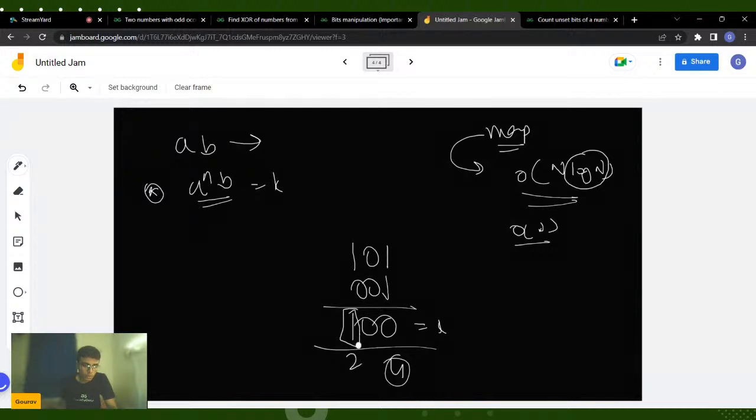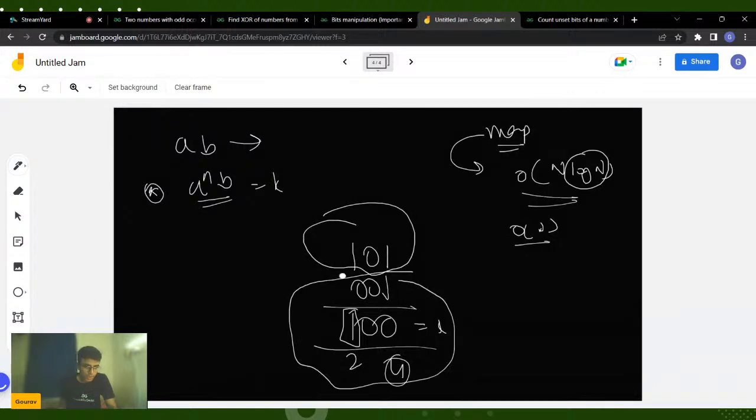Now you see all the numbers which are having position number 2 as set and position number 2 as unset. You put all the numbers which are having position number 2 as set in one particular group, and all the numbers which are having position number 2 as unset in another particular group. In that case, what will happen? A will fall into the first group and B will fall into the second group, because this is A and this is B.